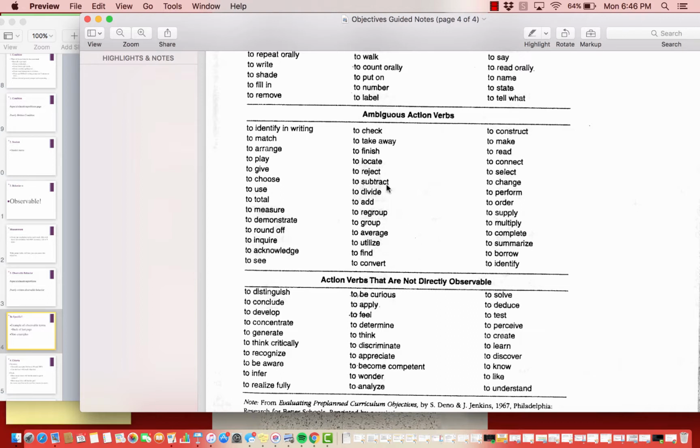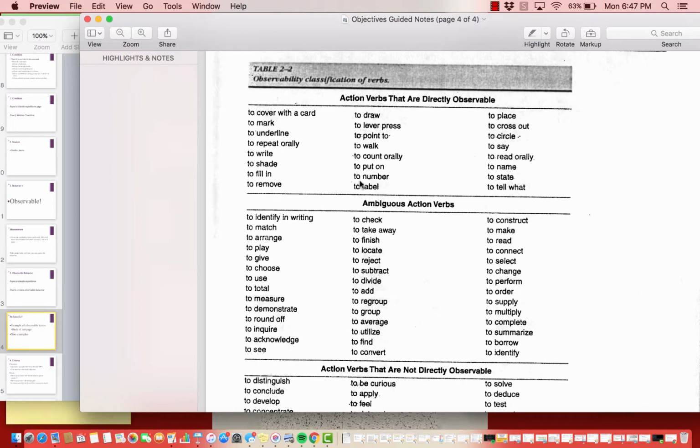So if before that it says maybe given a worksheet, the student will be able to subtract. When there's a worksheet, we obviously understand that the student will be writing the answers, right? Or it could say given flashcards, the student will be able to subtract and state the correct answer. So as long as there are other descriptors, these words can be used.